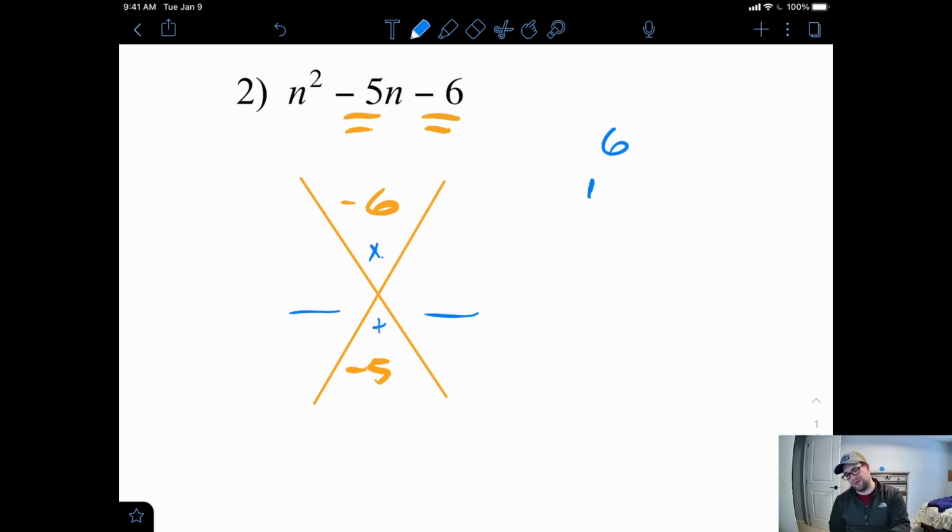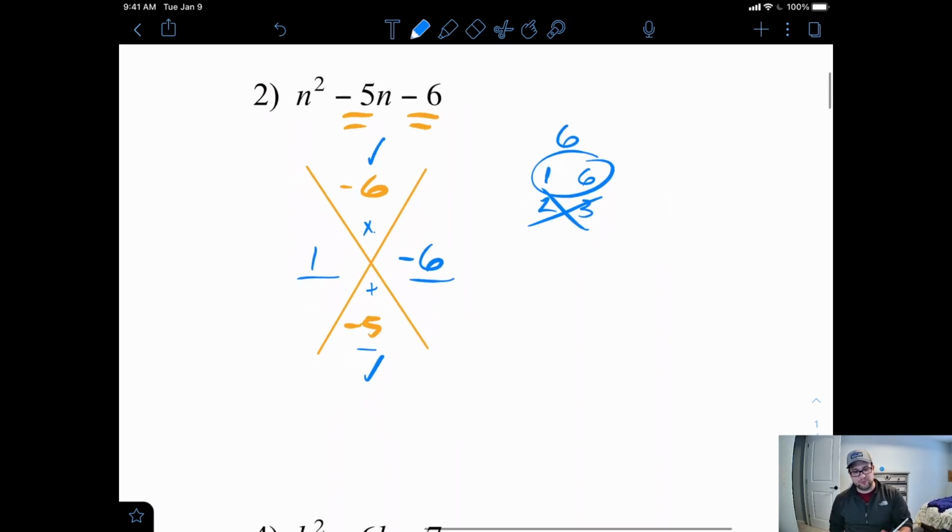What other numbers go into 6? Well, 1 and 6, and 2 and 3. It wasn't 2 and 3, so let's try 1 and 6. Now, remember what we said. If only one of them has to be negative, then you just need to look at the bottom. If the bottom's negative, then the bigger one needs to be negative. So let's see if this works. 1 times -6 equals -6. 1 plus -6 would equal -5. So we got it.